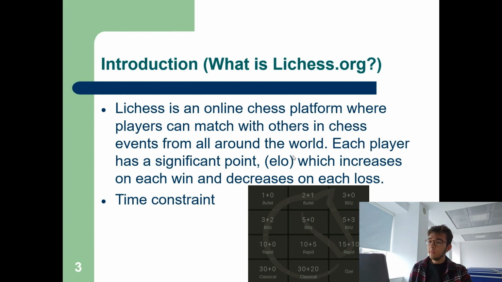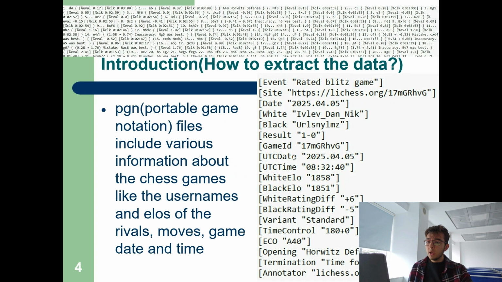So, how did I extract the data? All the games you play on lichess.org can be downloaded as PGN files, which is the abbreviation for Portable Game Notation. These files include various information about the chess games like the usernames and ELOs of the rivals, moves, game date and time.